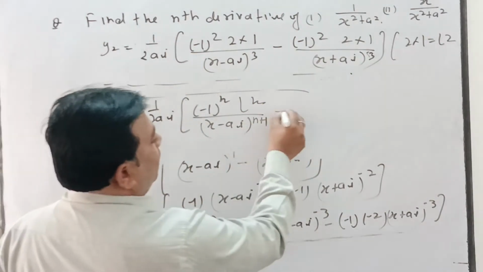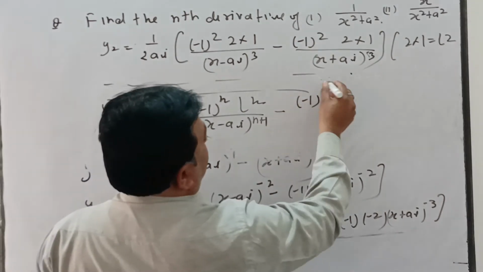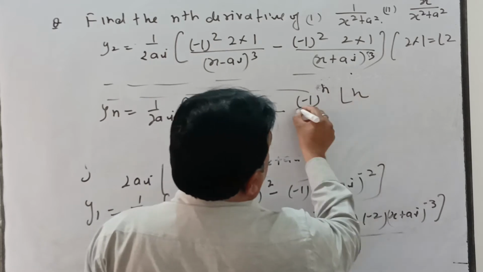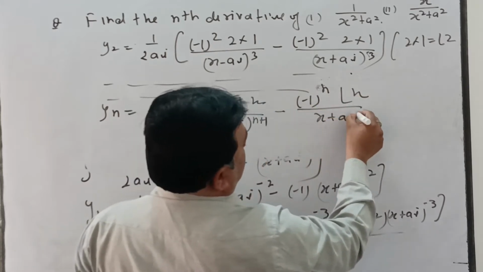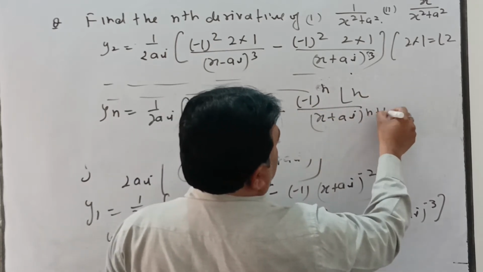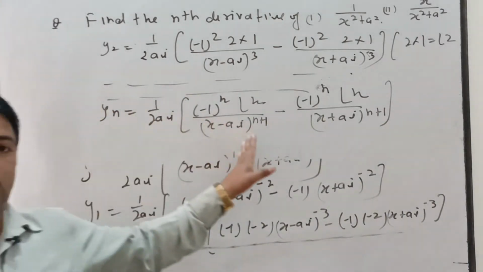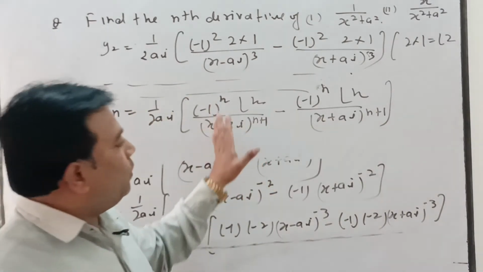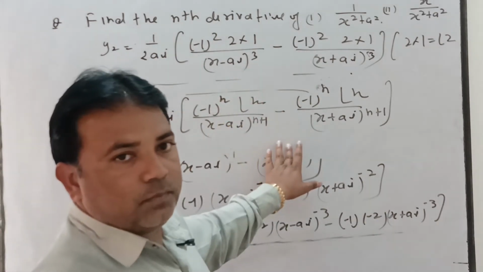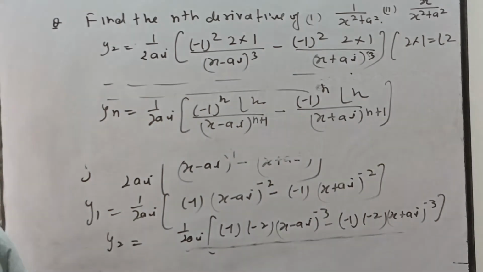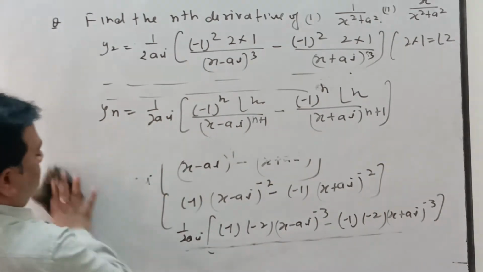Okay, similar process in the second step: minus 1 to the power n factorial n over x plus ai to the power n plus 1. This is the nth derivative of this function, but we are not stopping at this step. In the next step, we change the value of x and y.